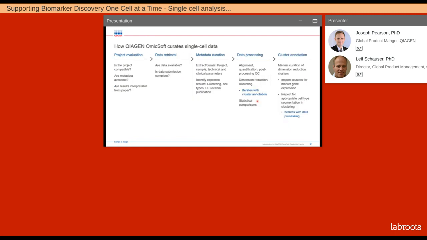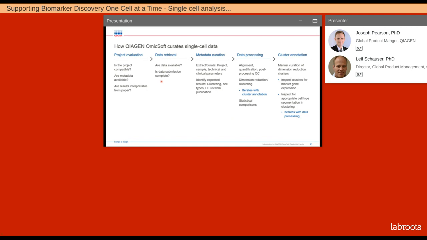Our single cell curation process is really an extension of the way that we curate data for OncoLand and DiseaseLand. This is an intensive process, but it's essential for in-depth and confident data analysis and interpretation. Starting with dataset requests from our users, our curators check that their requested data are available, compatible with the platform, and of course that the publication provides enough information and enough detail to interpret the data.